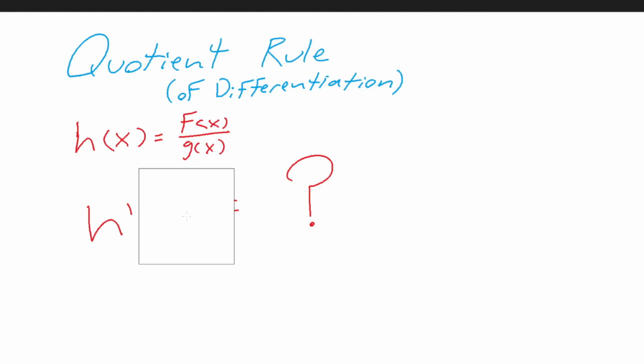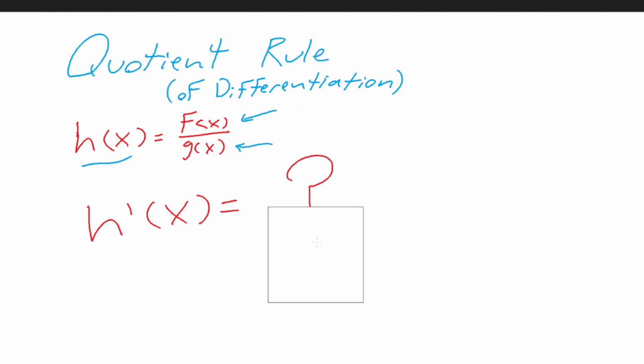So what is the quotient rule of differentiation? The quotient rule of differentiation is used when we're asked to find the derivative of a function that looks like this function here, h of x, where we have one function being divided by a separate function. So naturally the goal of this video is to erase this question mark and find what h prime of x is, or what the derivative of h of x is.